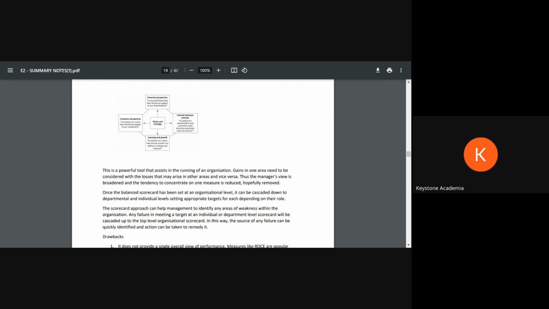So why are we using four key perspectives, four key areas, instead of just relying on one? Why use a balanced scorecard? It gives us a bigger picture view. It helps you see how different areas of your business affect each other.